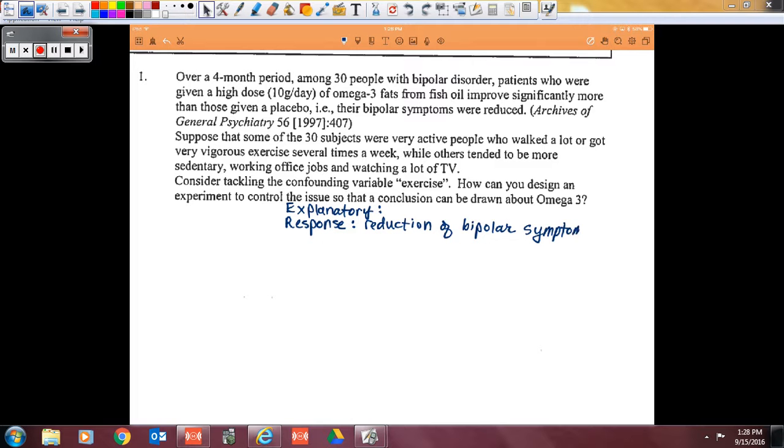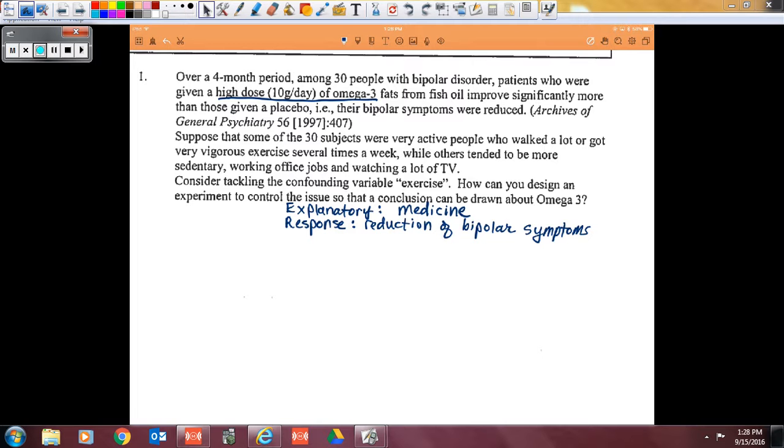Okay, and what is it that they're doing to perhaps do that? What are we testing to see? We don't want to test exercise. We want to test to see if this high dose of omega-3 fats will do it. So there's a particular medicine that we are testing. But the problem is that some exercise and some don't, and that is a confounding variable. So we don't want to test exercise. We want to test the medicine. So I need to control.